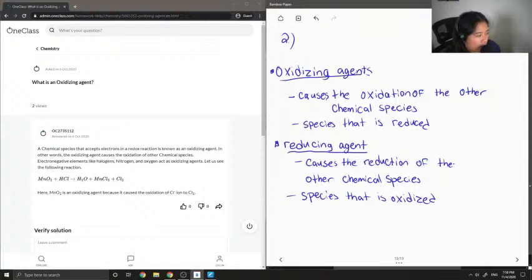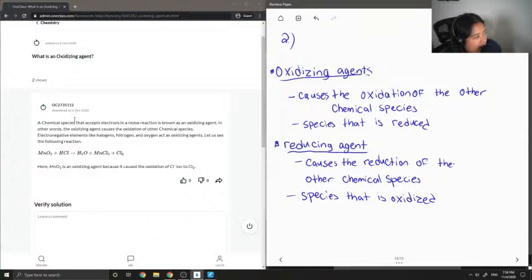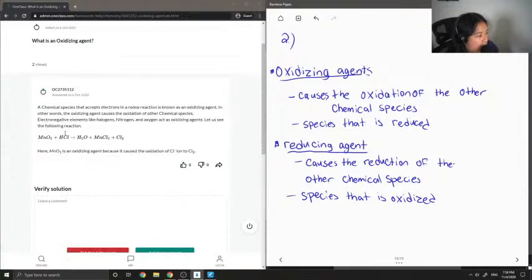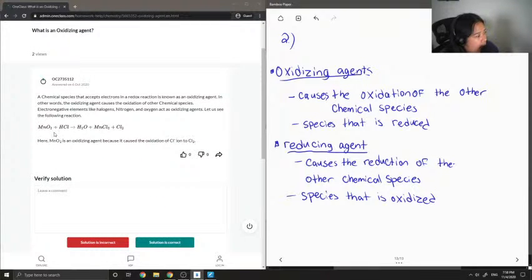Okay, so let's see what the junior tutor said. Chemical species that accepts electrons in a redox reaction is known as an oxidizing agent. In other words, the oxidizing agent causes the oxidation of other chemical species. Electronegative elements like halogens, nitrogen, and oxygen act as oxidizing agents. Let us see the following reaction.